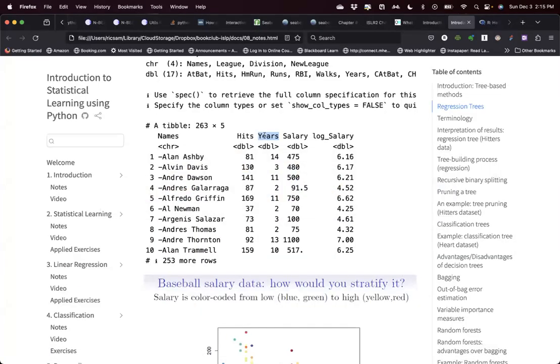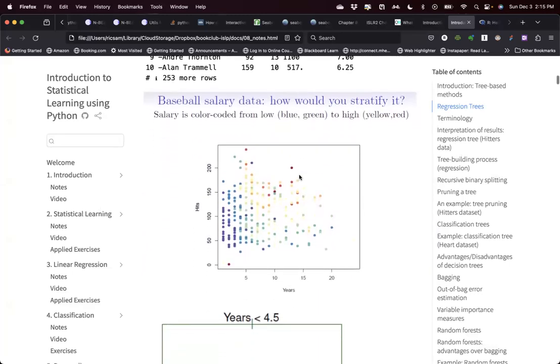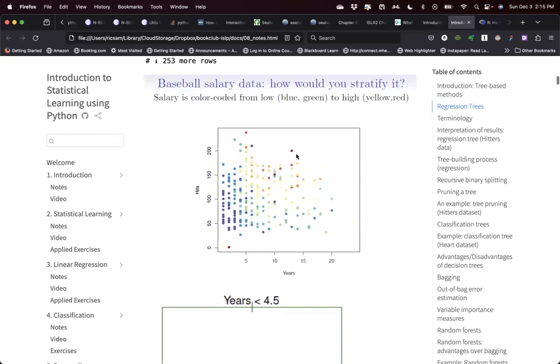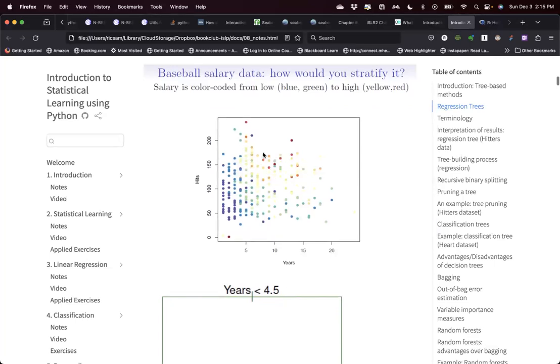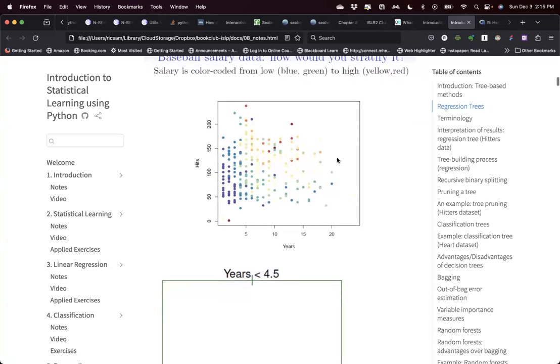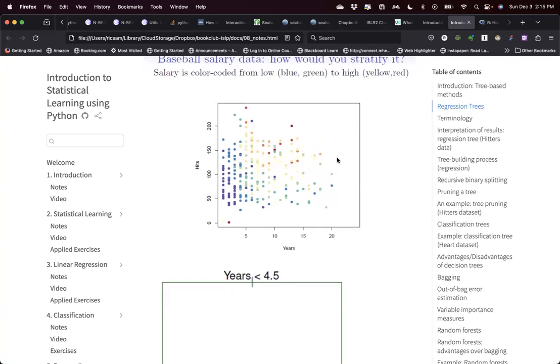Okay, so now that we have the background here, the authors present us with this plot. These points are the log salary, the original salaries. Then you have the years on the x-axis and the hits. As you can see, what they're doing is stratifying the salary. In other words, they divided the salary between low salary, by a threshold that they're using, in blue and green, and then high in yellow. So, question for the audience: what do you notice here in this plot?